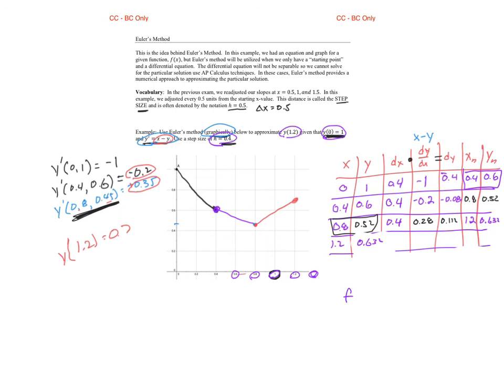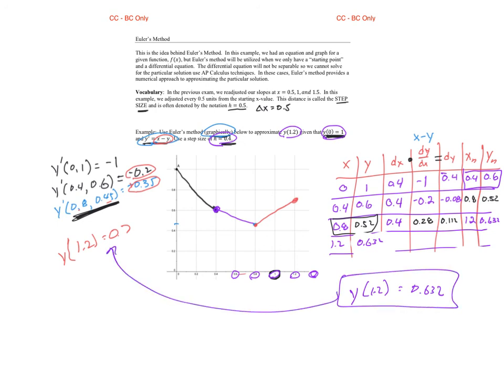They don't use f here. Let's get rid of f. They use y. My y of 1.2 is 0.632. And from the graph, I just estimated it to be 0.7. So from the table, we can be more accurate using the precision, and you're not having to guess, draw straight lines, and approximate from a curve. That is your Euler's method.